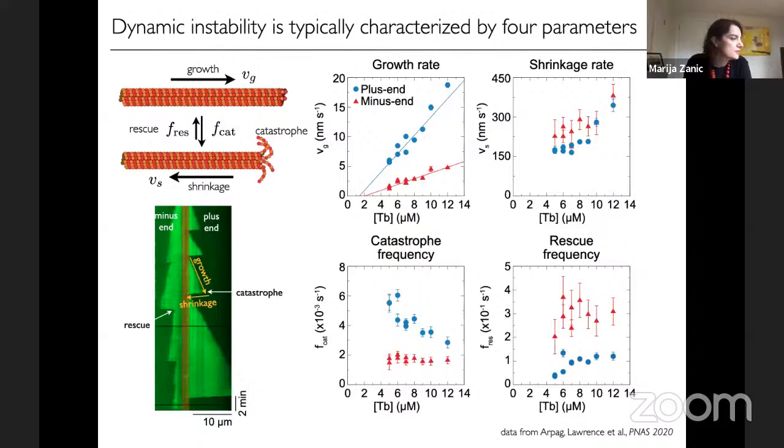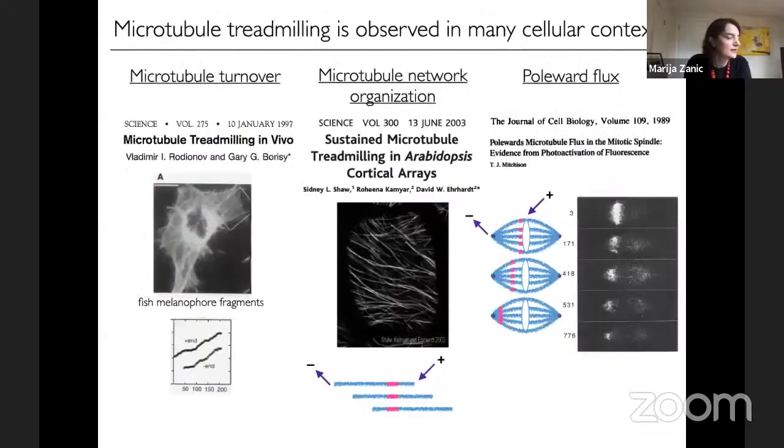So, for the purposes of this talk, what I want to say is that to me, the ability to control the microtubule polymers in different ways is really what excited me in this work. But that's not to say that microtubule treadmilling is not a real thing that actually happens and has a function in cells. And so it has actually been observed over the years in many different contexts.